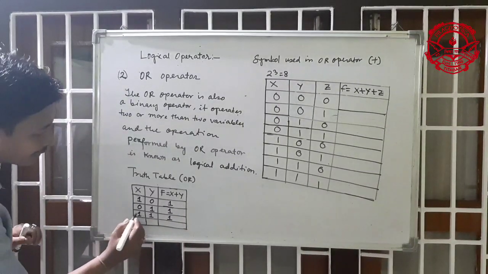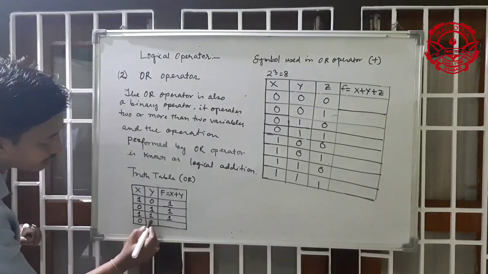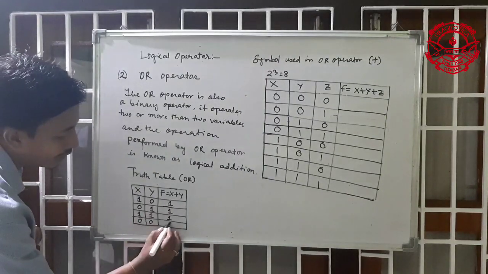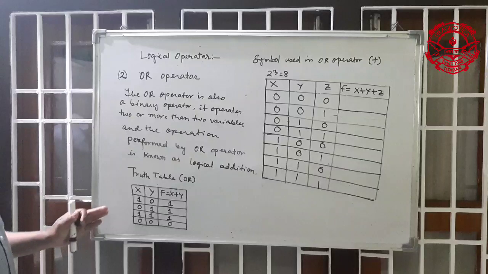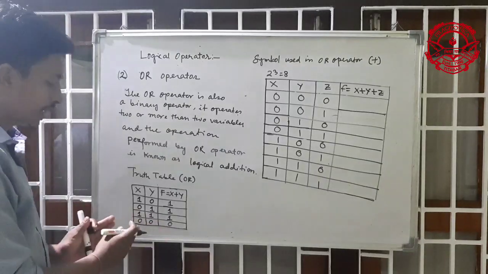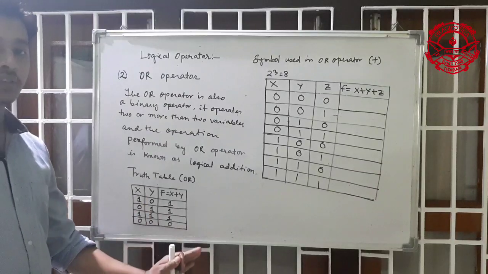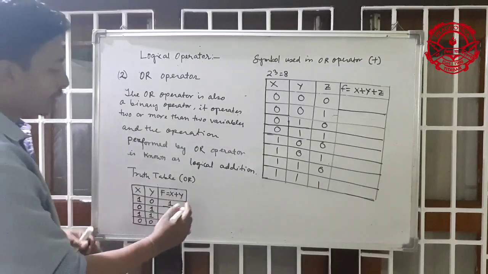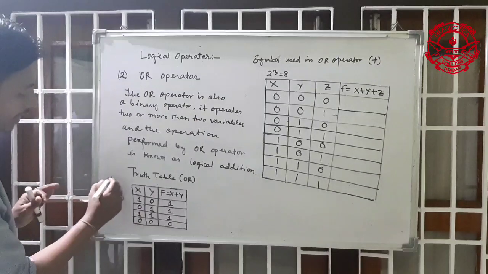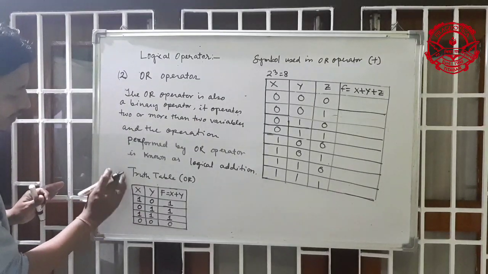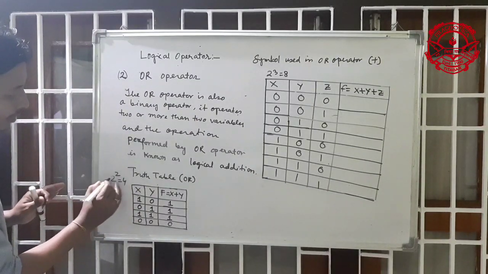The last one is, if x value is false and y value is false, then the answer will be false. Only one condition, the answer will be false, if both the conditions are false or both the statements are false. Okay, now this is the truth table for 2 to the power n variables. 2 to the power 2 variables means 4 combinations.